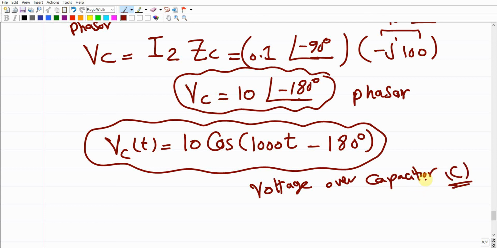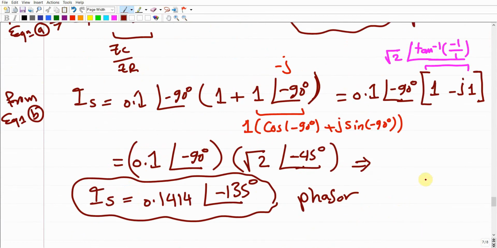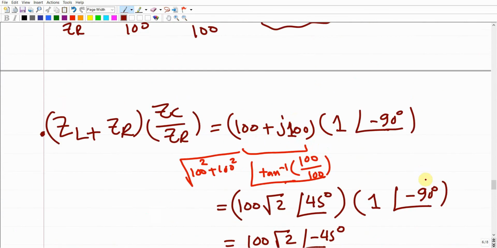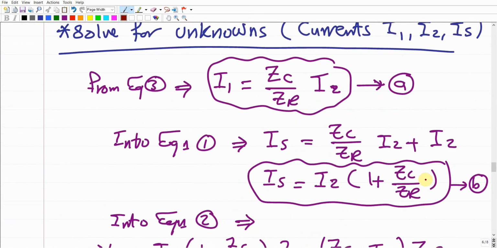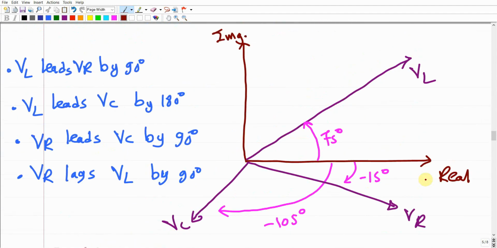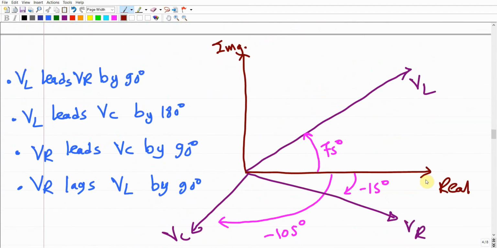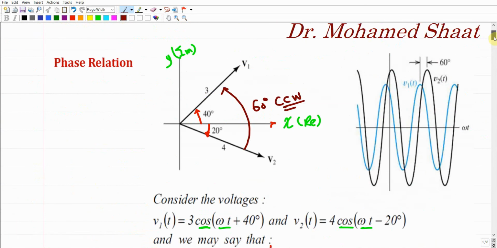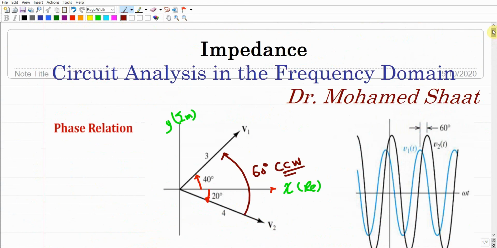Make sense? Then it was also required to plot these three phasors in the phasor diagram as we just explained, or as we did for the previous example. You are going to plot the three currents, I1, I2, and IS. Make sense? So that's it for this video. We explained the method, and that's it for chapter 5.